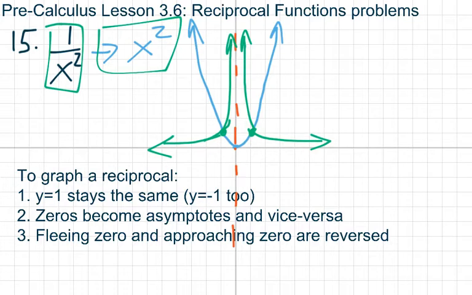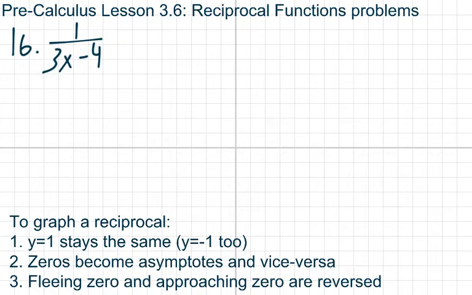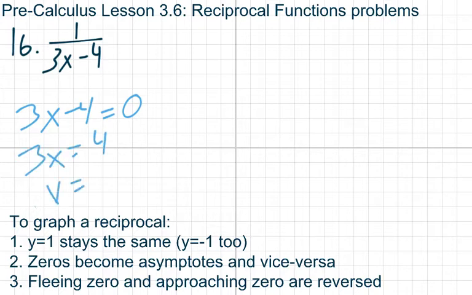On number 16, although you could graph the original of y equals 3x minus 4 and then go through these rules, I don't think that's as necessary in this one because we're just going to start by finding where the denominator equals 0. And where the denominator equals 0, of course, will be a vertical asymptote. So we take the denominator, 3x minus 4, and set it equal to 0. Move the 4 to the other side, and you get 3x equals 4, and now x equals 4/3. That means 4/3 is an asymptote.